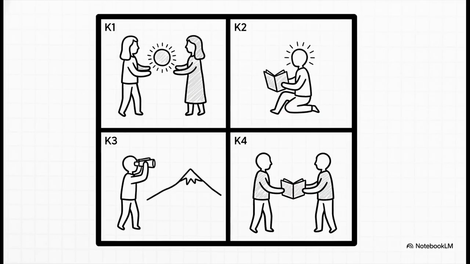And the other two quadrants, K2 and K4, just fill out the map. K2 is where you'd have someone with deep experience studying a purely academic text. And K4 is where most standard academic work happens, an academic studying another academic. See? Every possible relationship has its place.